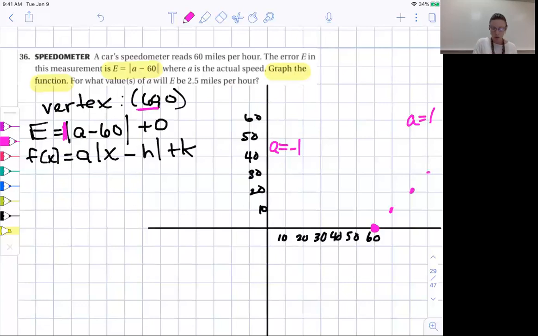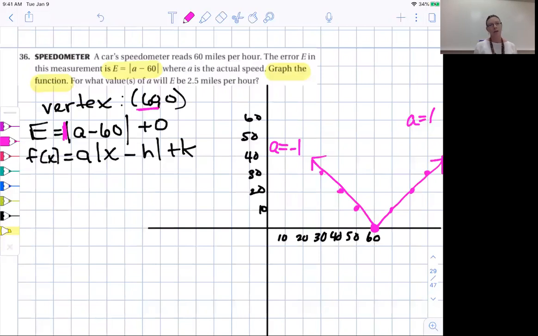So up 1 over 1, up 1, backwards 1. And I'm going up and left or right, up, left or right. And that gives me that positive and negative slope. So my absolute value graph should be a V, and this would be my V. So now I have a graph.